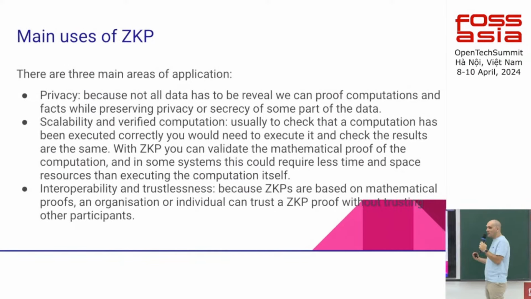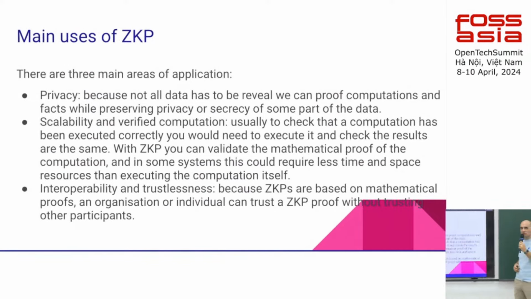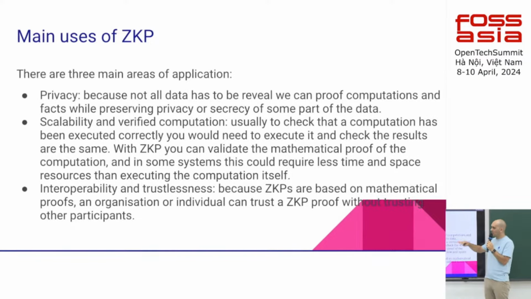So what is this used for? What is this useful for? One of the main things that you can use this for in software is privacy. You can compute things and you don't have to reveal all the information. For example, in blockchain, you can use it for privacy in blockchain transactions.